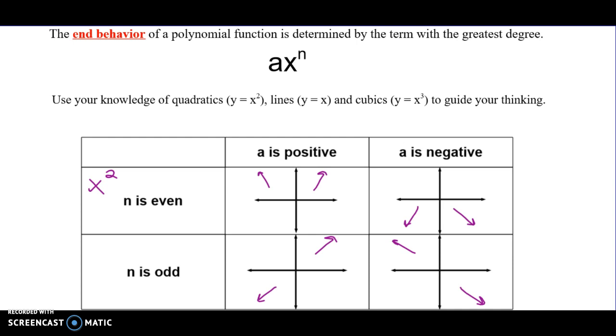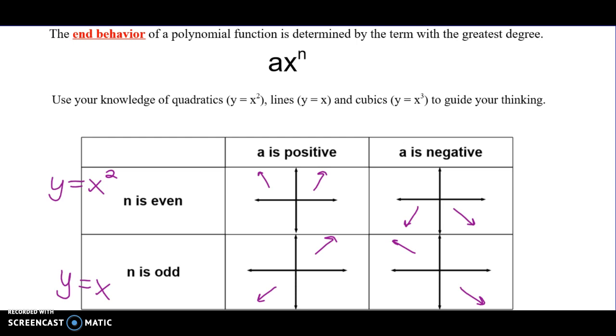What is the most familiar odd function? You've been doing it for about 5 years, believe it or not. Y equals mx plus b. Yeah, a line. Y equals x. So y equals x squared is our most basic even function, and y equals x is our most basic odd function, a line. And we know the lines, if it starts at the bottom, where's it going to end? At the top. It has to, right?